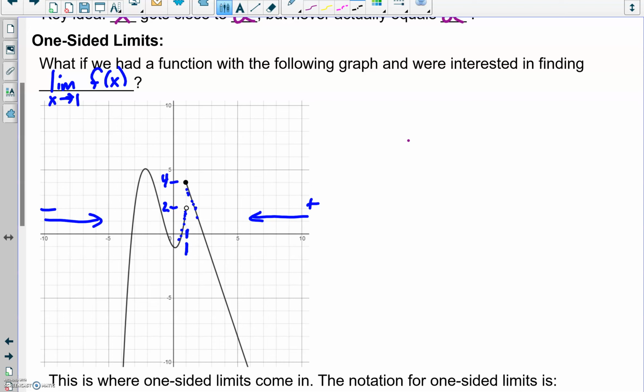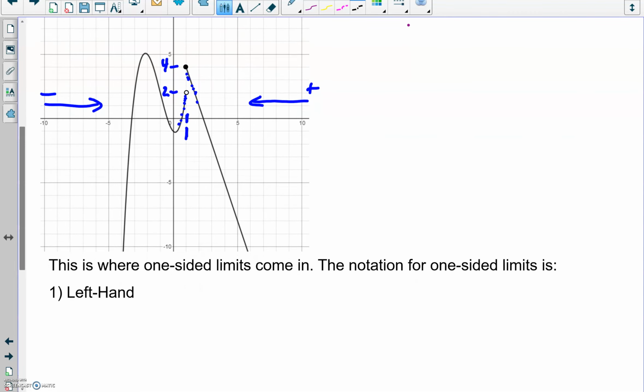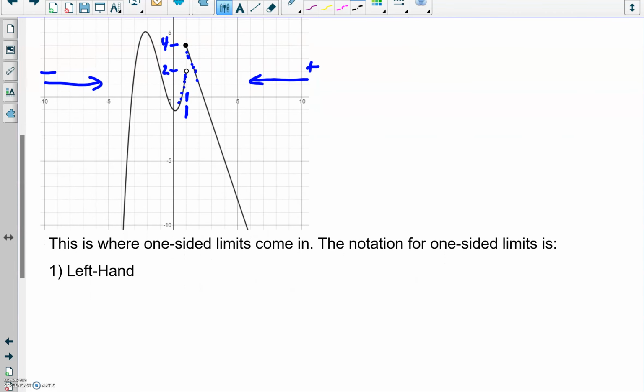And this is a problem. I got a 2 on one side, a 4 on the other. What does that mean for the limit as x approaches 1 from both sides? Well, in short, it means it doesn't exist, but we do have a left side and a right side limit that do exist. So this is where the one-sided limits come in and allow us to differentiate between what's happening on the left and the right in graphs like this or in functions like that.